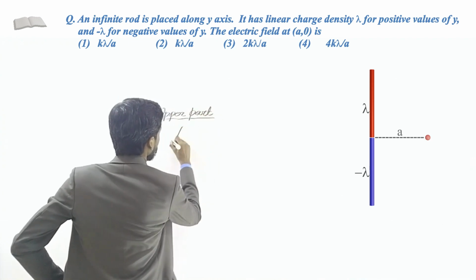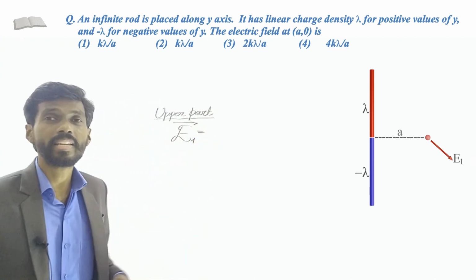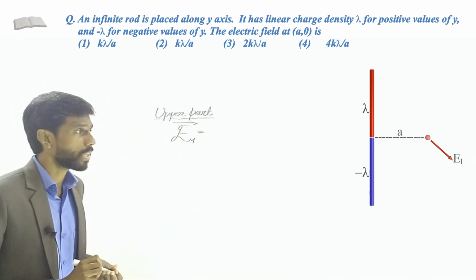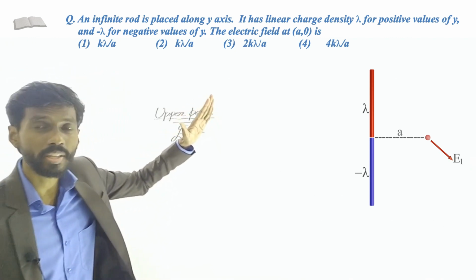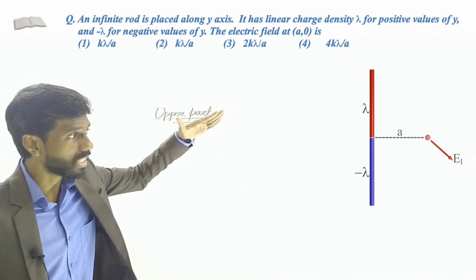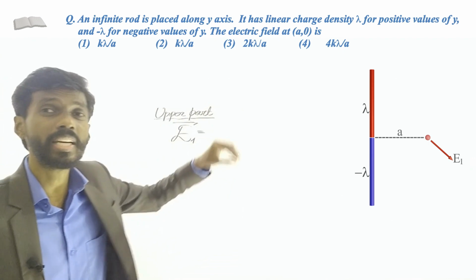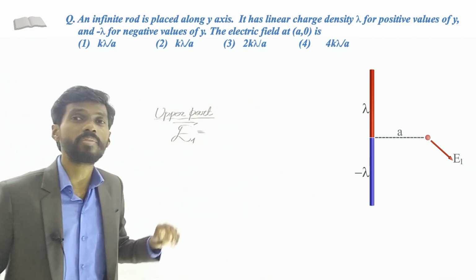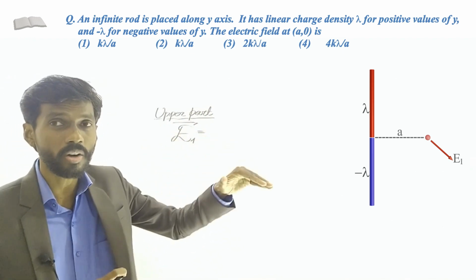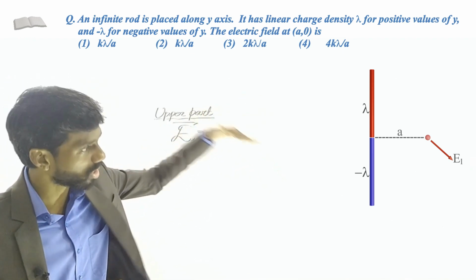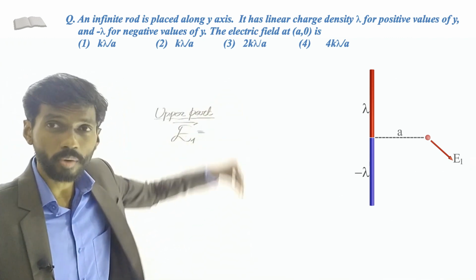Let us denote this by, say, E1 vector. That is the electric field due to the upper part, which is charged with the linear charge density lambda. If you remember the formula for the electric field due to the semi-infinite rod, that makes an angle of 45 degrees with the horizontal, right? This has two components, one in the horizontal direction and one in the vertically downward direction. This electric field will be away from the rod because it is positively charged. That means the electric field will be away from the rod, making an angle of 45 degrees. So this direction, with two components, horizontal and vertically downward.